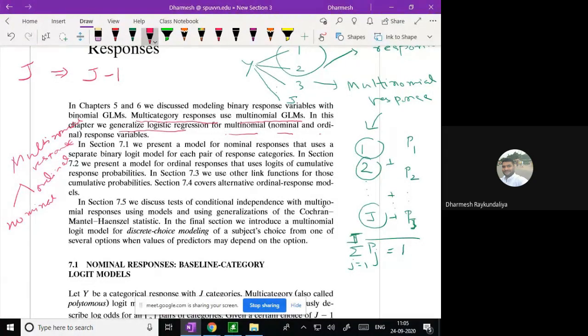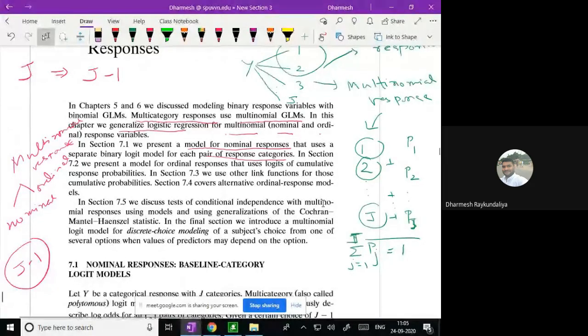So first we discuss the model for nominal responses that uses separate binary logit models for each pair of response categories. As I told you, you will keep one of the categories as the reference category, and then you develop the model. Let us see, if I'm keeping the last category as the reference category, the last is the jth category. So my model is 1 versus j, 2 versus j, 3 versus j, 4 versus j, up to j minus 1 versus j. So how many maximum models can I develop? I can develop a maximum of j minus 1 models, because there are j response categories.